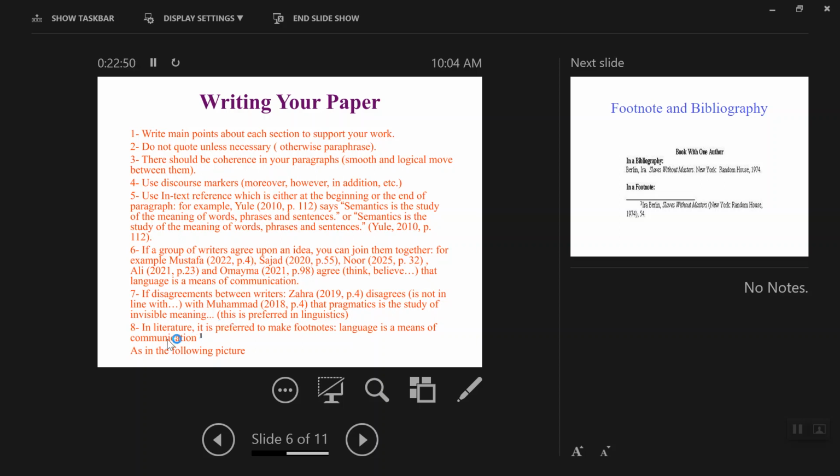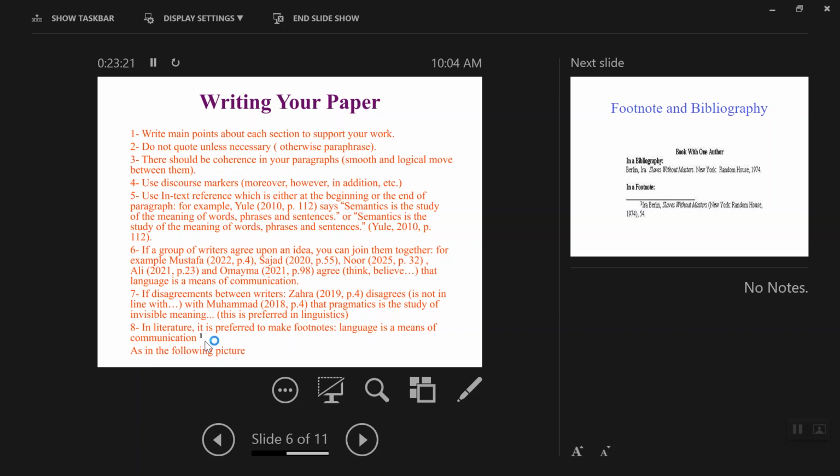Very important. In literature, it is preferred to make footnotes or endnotes. Those who write in literature prefer endnotes or footnotes. Both of them you can use. Those who are writing linguistics or literature can both follow this, but sometimes your supervisor, especially those specialized in literature, asks their students to follow this style.